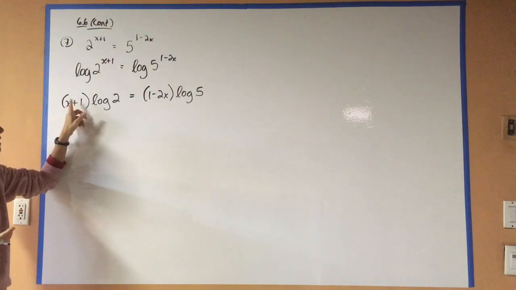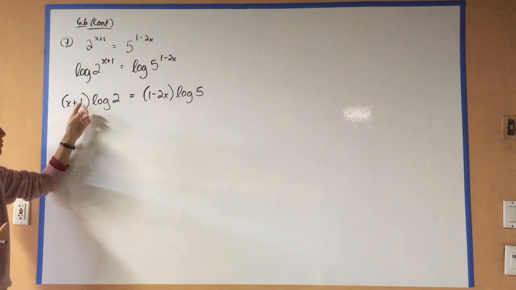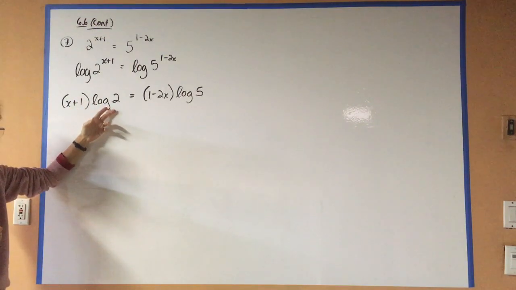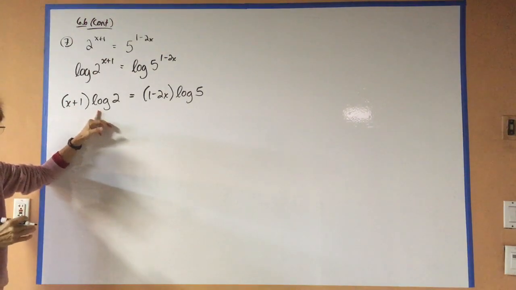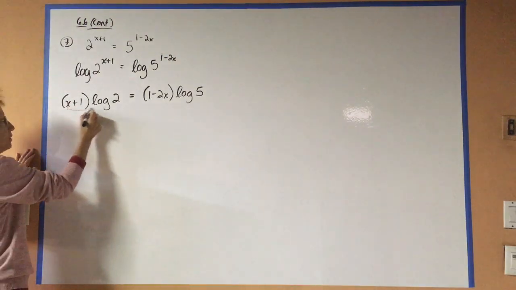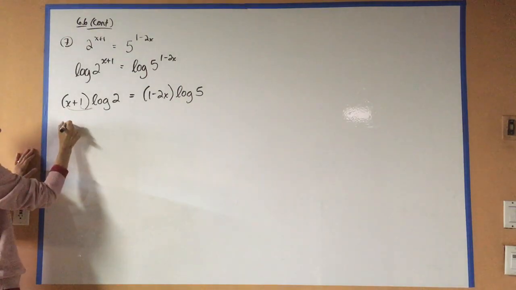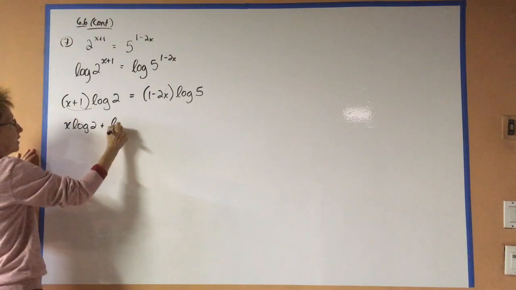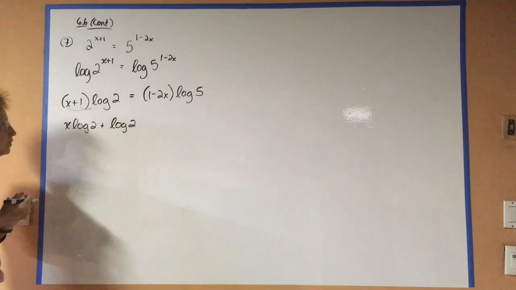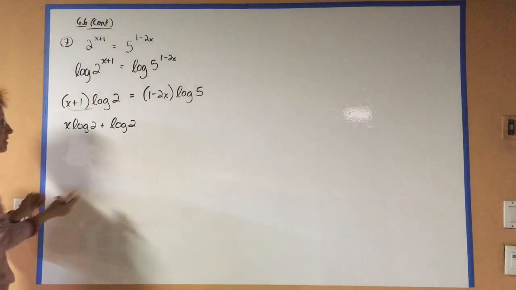Before it was just one term here, and so it was just whatever that term was times the log of 2, and life was a little bit easier. But now it's a little more complicated, and I need to actually distribute. And when I distribute, I get x times the log of 2 plus 1 times the log of 2, which is just the log of 2. So that's what the left side now says.